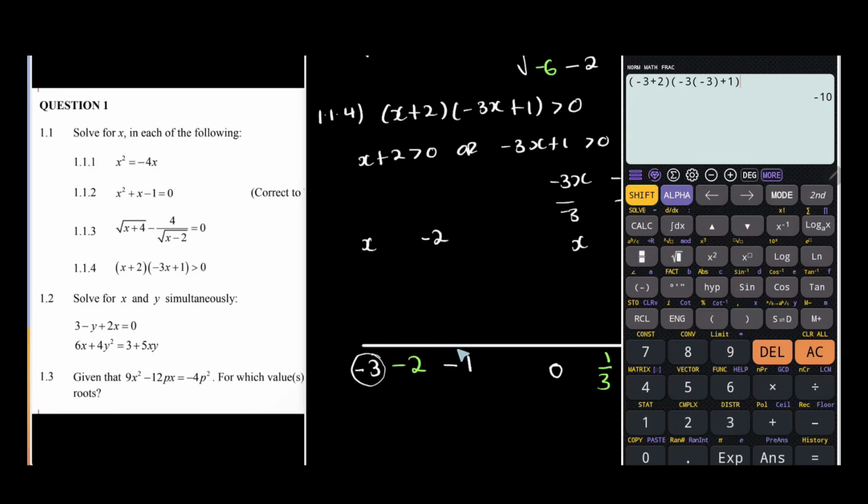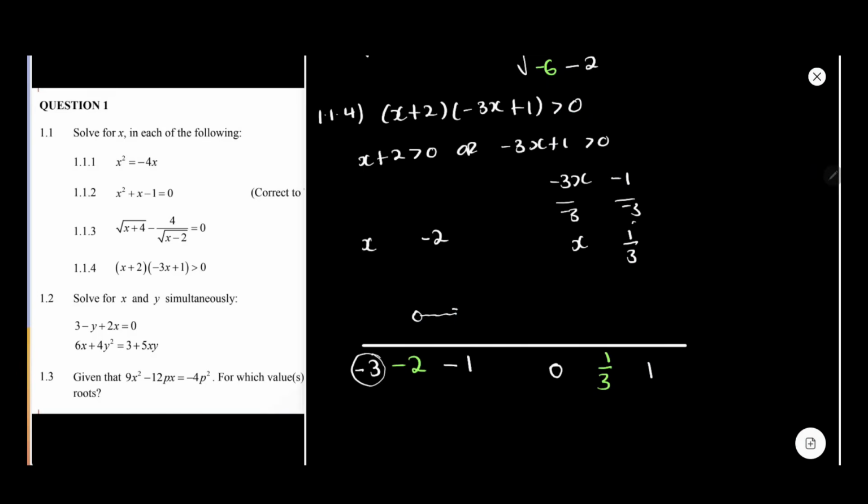So let's try negative 1. In place of x, I'm going to put in negative 1, and we get a 4. So negative 1 is working because 4 is greater than 0. So it means that our numbers are going this way, numbers that are greater than negative 2.